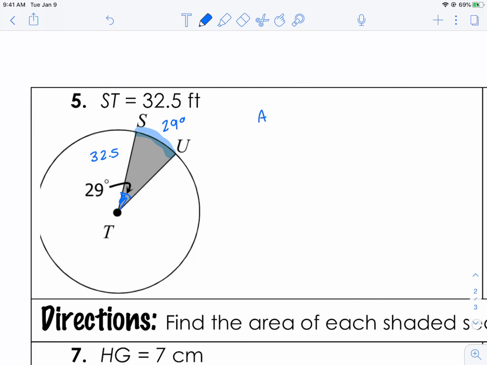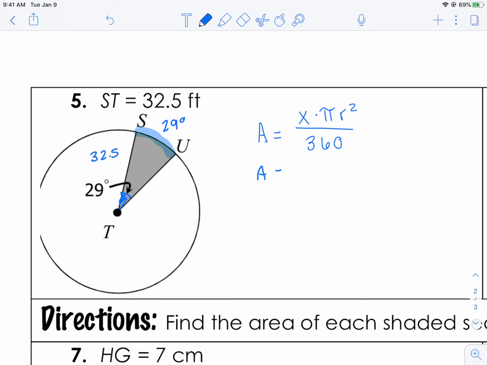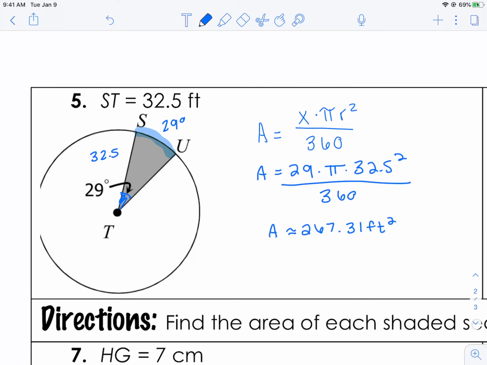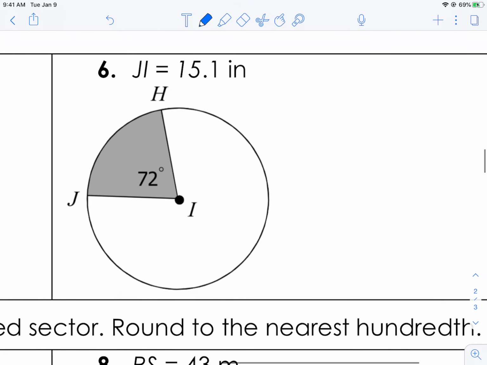So area, actually let me write my formula real quick. Okay, so area is equal to 29 times pi times 32.5 squared all over 360. Plug it in, and it's about 267.31 feet squared. Okay, number 6. So this is 72. Its intercepted arc is also 72. JI is 15.1.